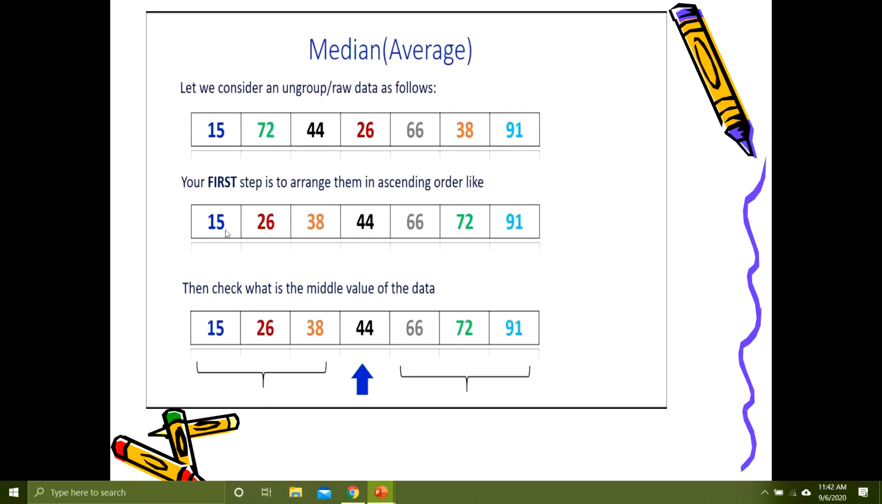So what do we do? The first step will be to arrange the data in ascending order or in descending order. In this case, we have arranged it in ascending order. While looking at the ascending order, the middle value, which is the single value, is taken as the median value, which reflects the division of the set into two halves.